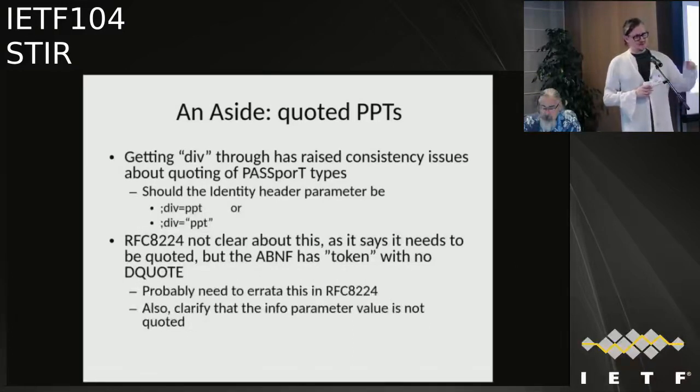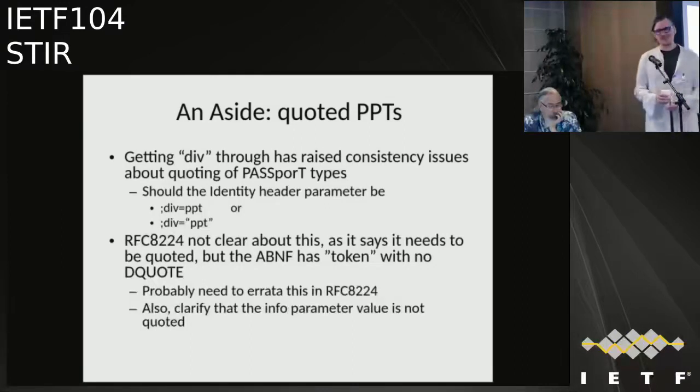Of the existing ones, including RPH, all the things we've done, I think they all do it quoted. Yes, we did it quoted. So I think we just need to make sure 8224 is clear, because right now it says in normative text that it's supposed to be quoted, and then if you look at the ABNF, the ABNF doesn't actually allow you to quote it. So we should probably fix that.